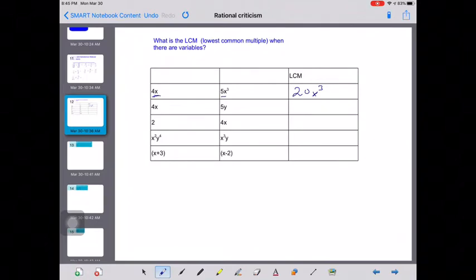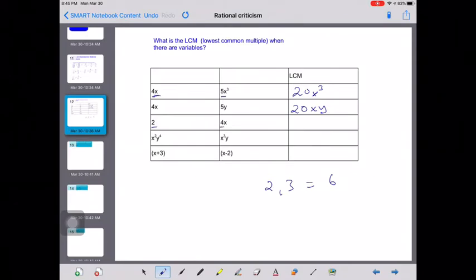In the next one, we have 4 and 5, which is the same thing. The LCD is 20 for the coefficient. But if you notice in this case, they don't have a common variable. They're both different. So when they're two different things, you just put them together, x and y. You just multiply them together. It's sort of like finding the lowest common multiple between 2 and 3. 2 times 3 will give you 6 as the LCM.